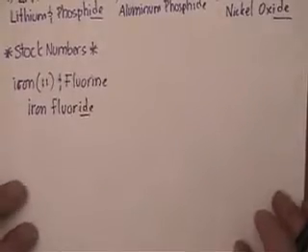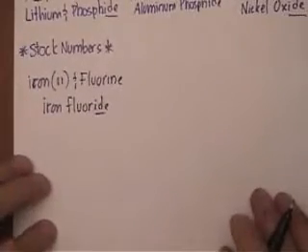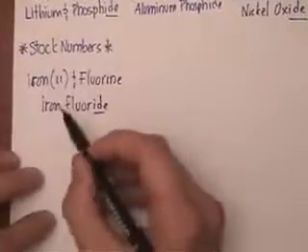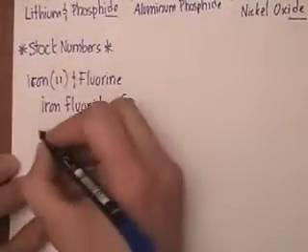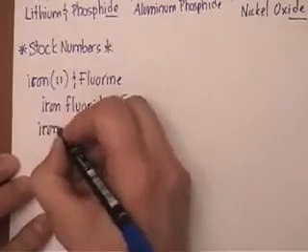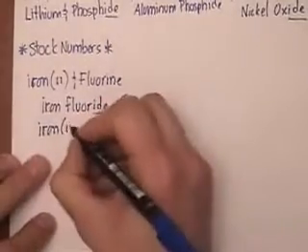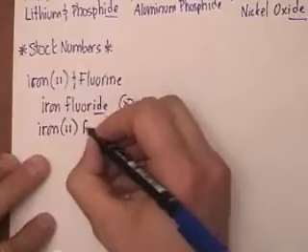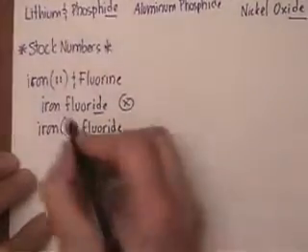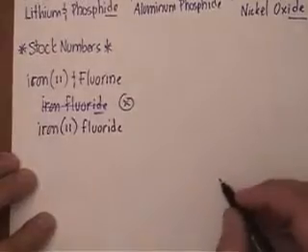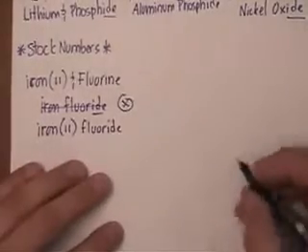It gets a little tougher. Oh, did I ever make a mistake here? This is the whole point I was trying to make. That is actually wrong. The right answer is you have to call it iron 2 fluoride. That's the right answer, so that's wrong. Let's try another one and see if I can get it right.